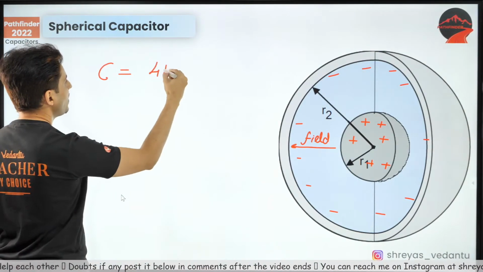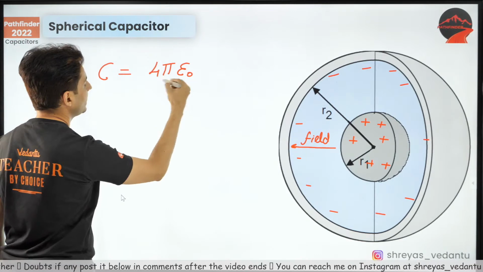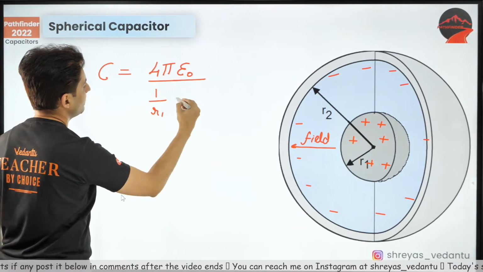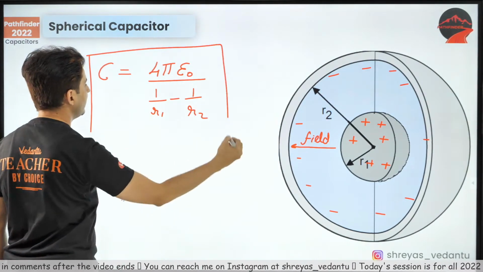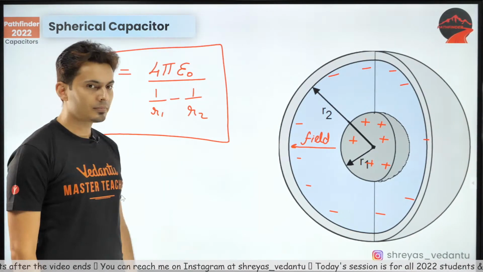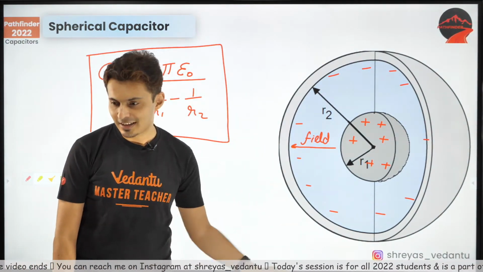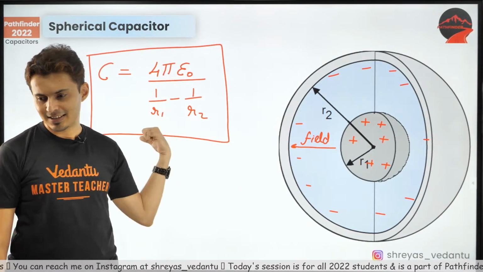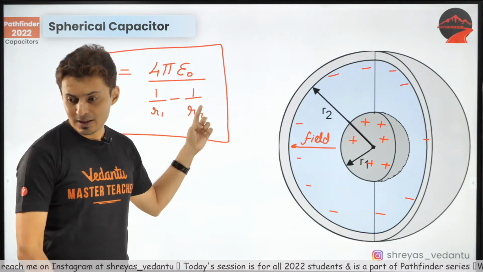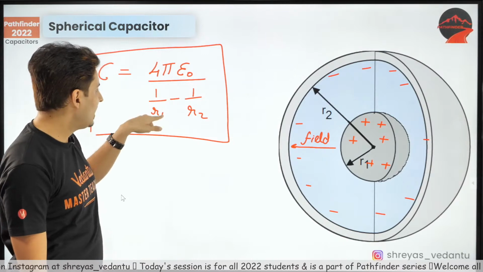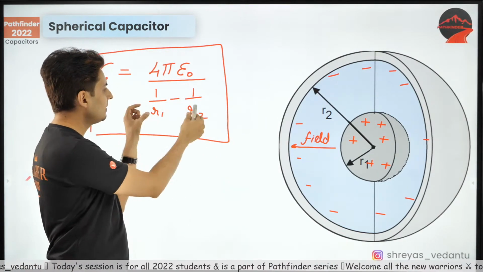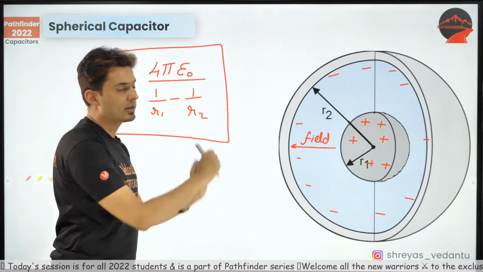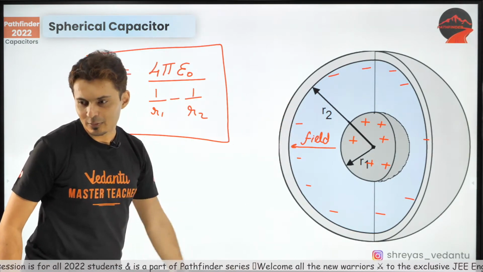The formula is 4 pi epsilon naught divided by 1 by R1 minus 1 by R2. R1 and R2 are the inner and the outer radius. Yes, it's the same thing. Be careful, there is 1 by R1 minus 1 by R2. So if you take LCM, it will be R2 minus R1, and this R1 R2 will also come on the top. So be a little bit careful.